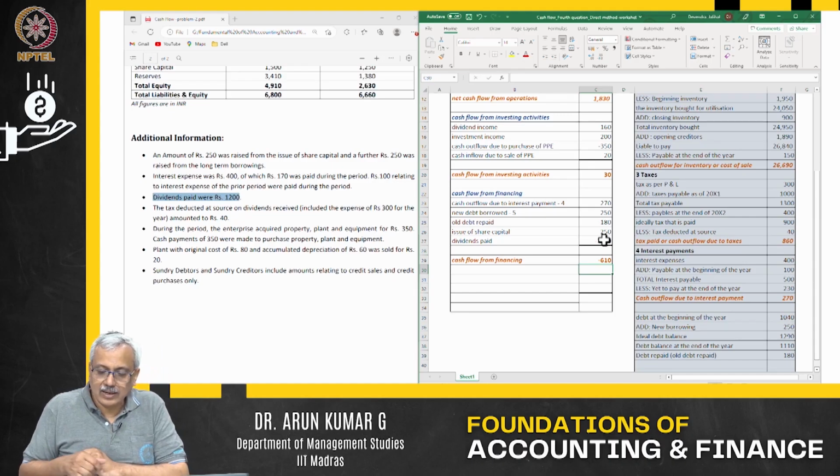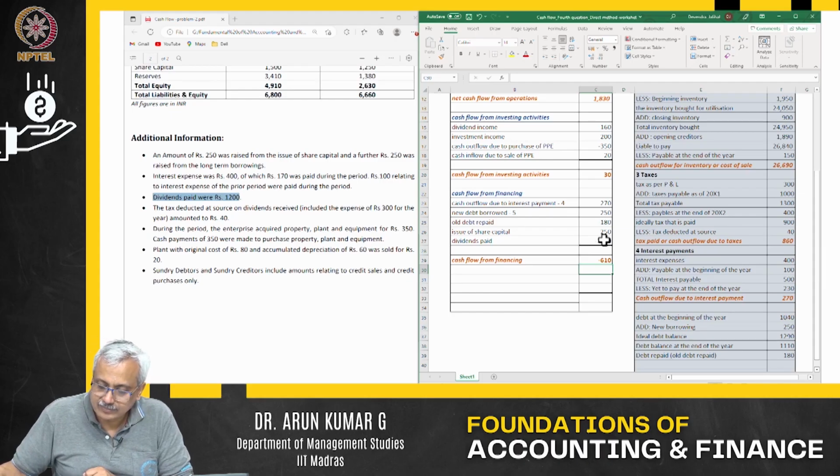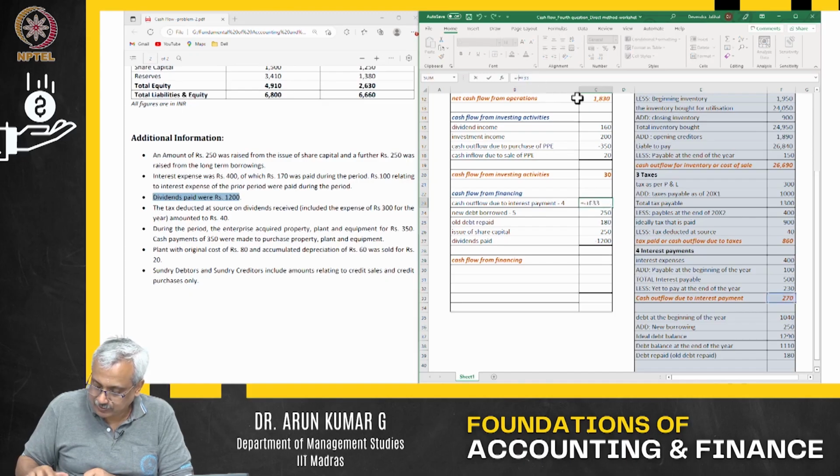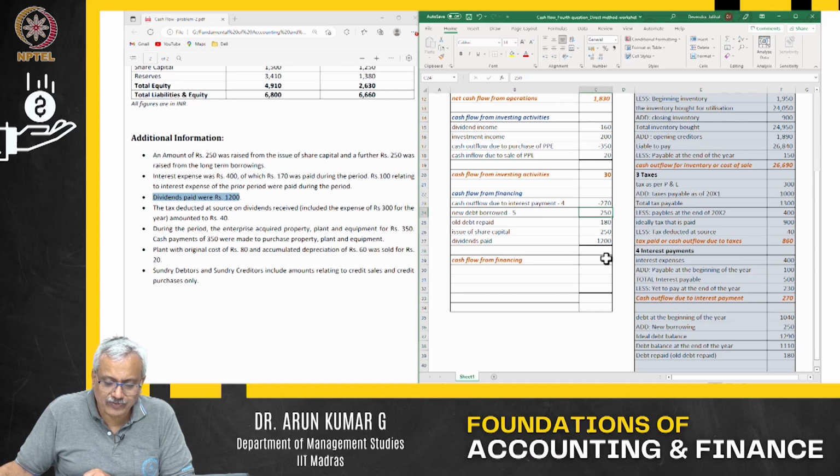First item. Oh yeah. Am I okay with everything? Let's see. The cash outflow due to interest payment should be negative. There should not be a positive sign; there should be a negative sign there. I missed that.